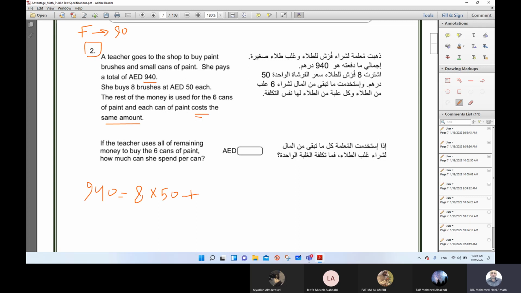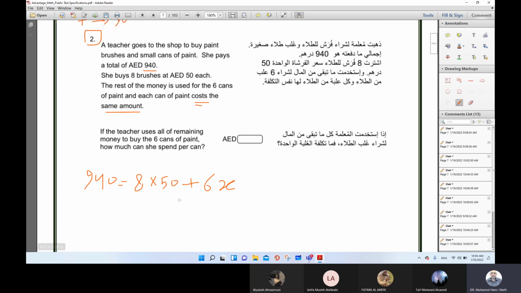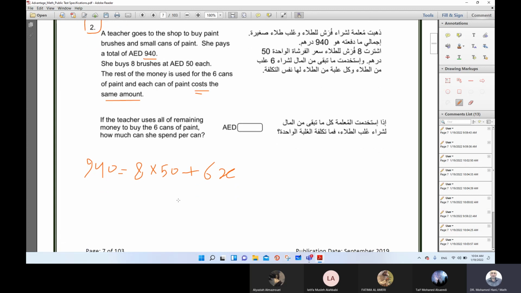So we know the number, the number will be 6, but we don't know the cost. The cost represents any variable, for example, x. Now, as you see here, we have an equation. We want to solve this equation. So 940 on the first side equals 8 times 50 which will be 400, plus 6x.